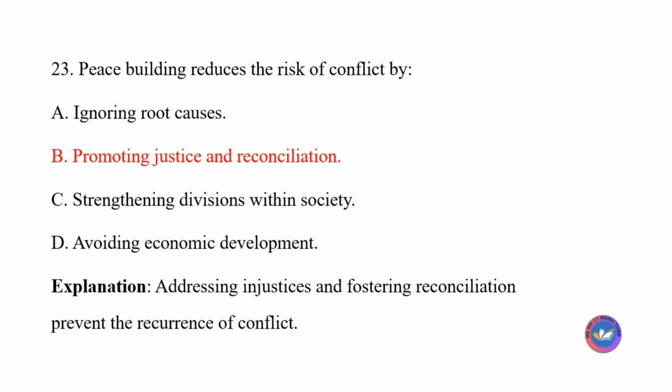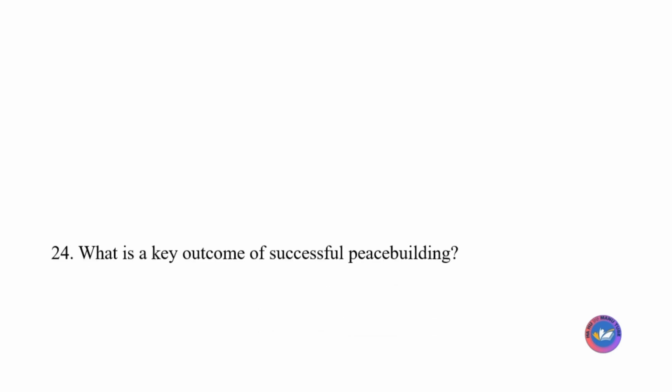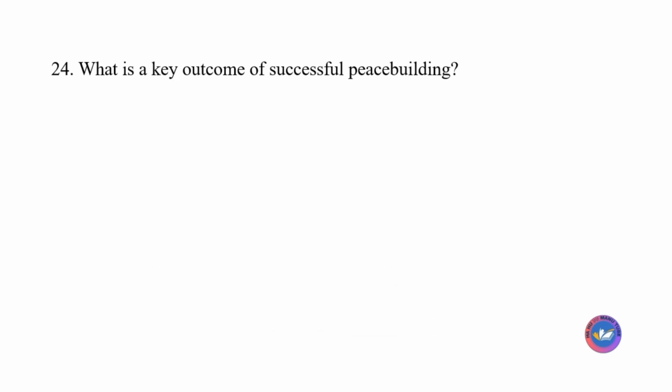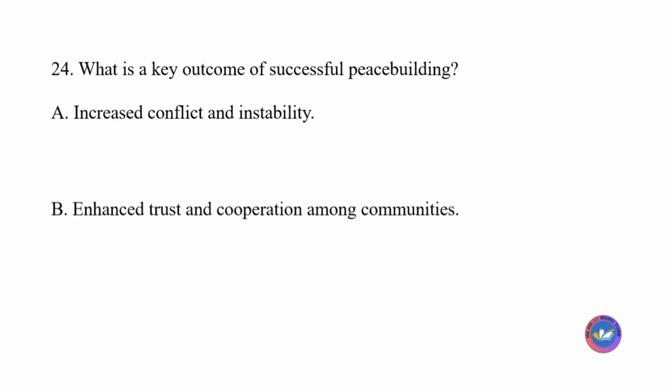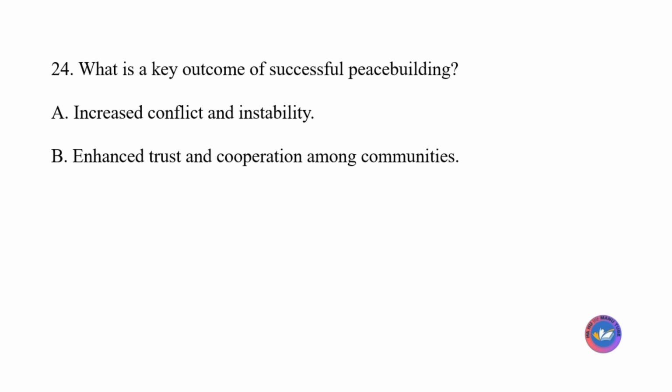Question number 24. What is a key outcome of successful peace building? A. Increased conflict and instability. B. Enhanced trust and cooperation among communities. C. Reduced accountability in governance. D. Suppressed cultural practice.